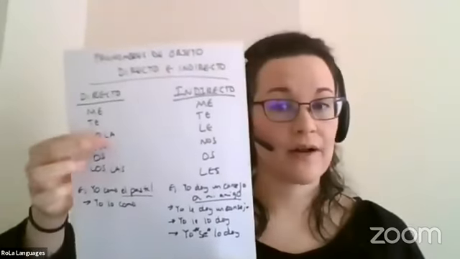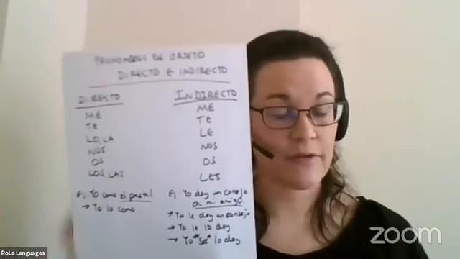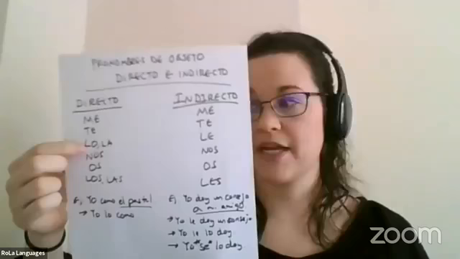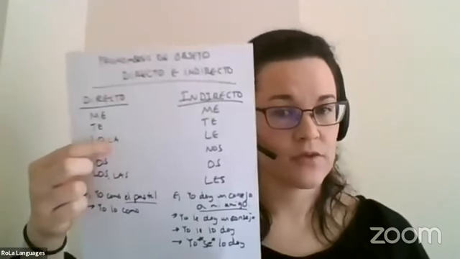So again, "lo" or "la" replaces either him or her, or it's an object, like we would say "it" in English, but as we know, in Spanish everything has a gender. So for masculine objects, we use "lo." For feminine objects, we use "la."